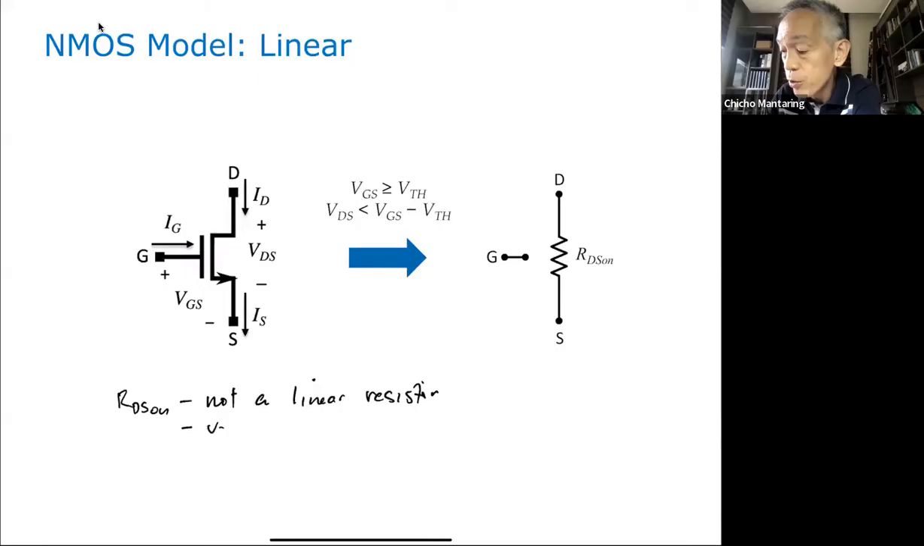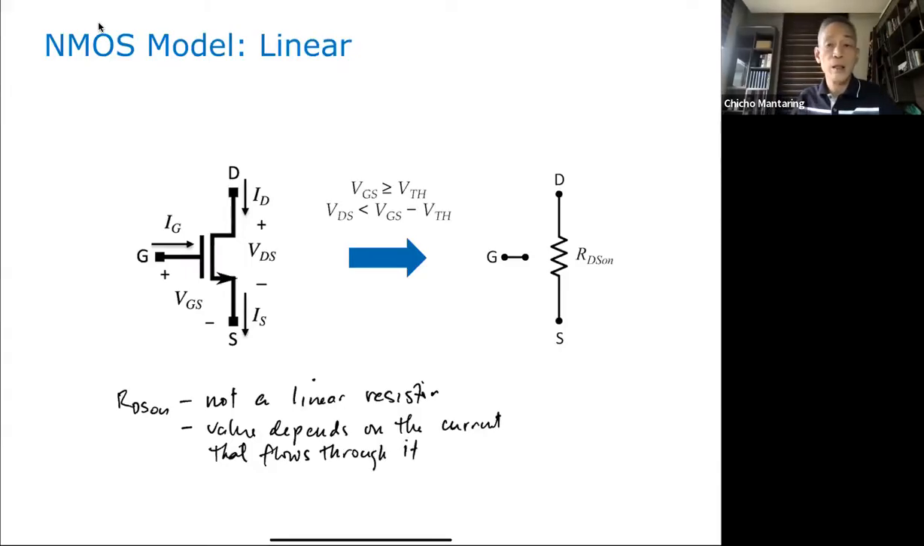The value depends on the current that flows through it. So habang nag-iiba yung current, nag-iiba din yung value ng RDS on. Hindi kagaya ng resistor na alam natin na kahit na ano yung value ng current, the value of the resistance stays the same.